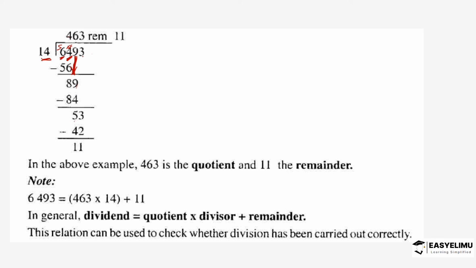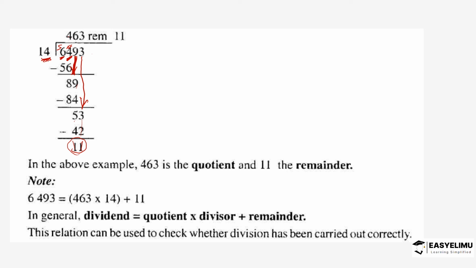And then you drop the 3 here. So you keep dropping as you continue. That will give us 53. And 14 goes into 53 how many times? 3. 3 times 14 is 42. And if you subtract, we have 11. The moment you get a number that is less than the divisor, you stop.